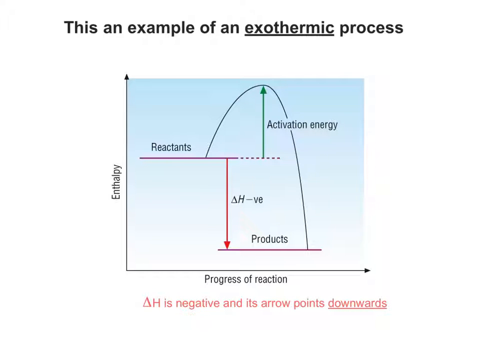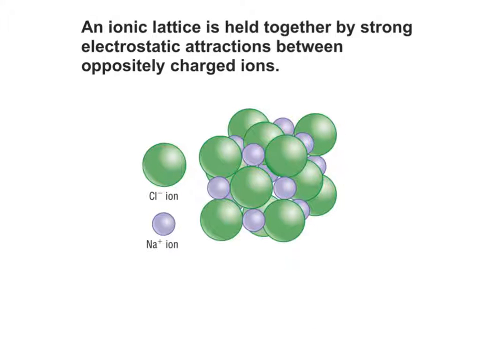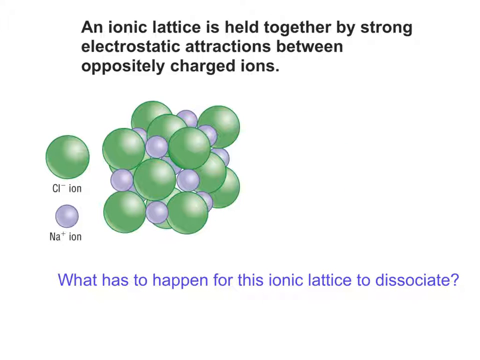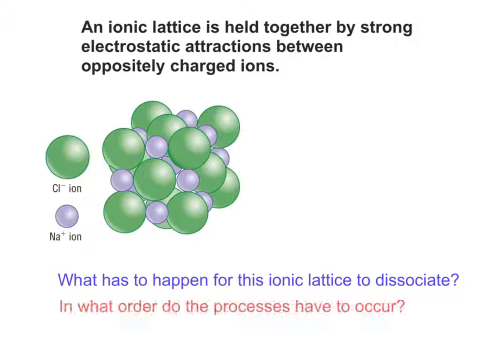Okay, so let's look at some of the processes that are involved in lattice enthalpy. As you probably recall from your first year, an ionic lattice is held together by strong electrostatic attractions between oppositely charged ions. But we need to think about what has to happen for this ionic lattice to dissociate, and also in what order the processes have to occur.